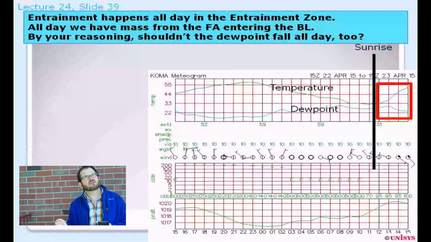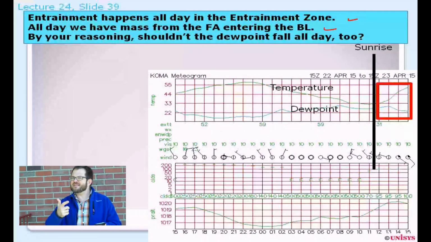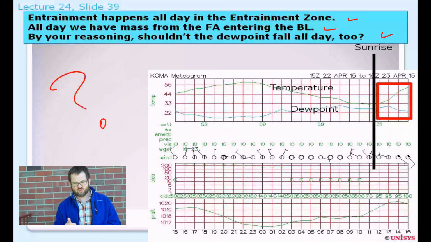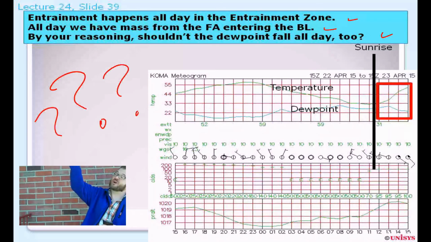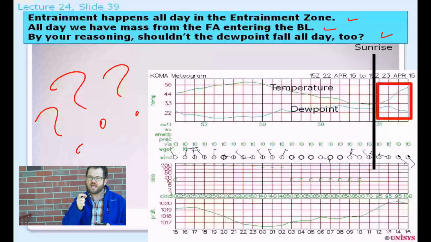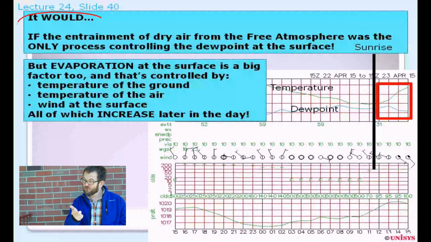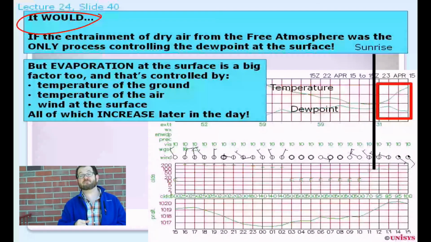Yeah. So there's entrainment going across the free atmosphere, across the entrainment zone and across ZI all the time. You're bringing more dry air in all the time. Doesn't that mean that the dew point should be falling all day long? I mean, we keep pumping more and more dry air, transporting more and more dry air from the free atmosphere down into the boundary layer. It would. It would if the only process that was controlling the dew point at the surface was the entrainment of dry air from the free atmosphere.